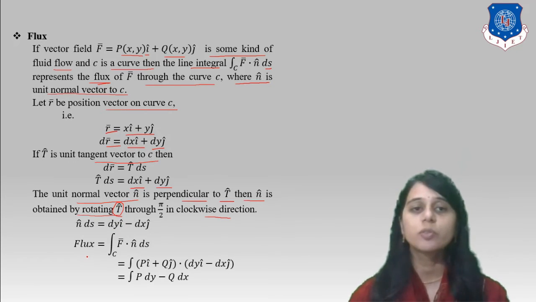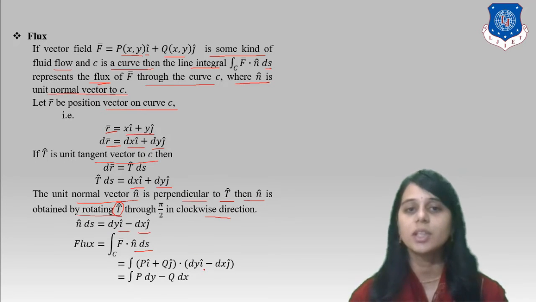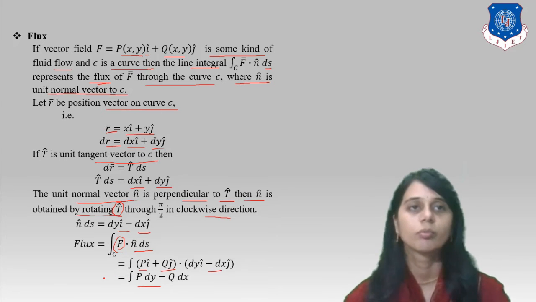So what is our flux? The flux formula is the integration over C of F bar dot n caret ds. N caret ds is dy i caret minus dx j caret. And what is F bar? F bar is p i caret plus q j caret. Multiplying these two brackets, we get p dy minus q dx.